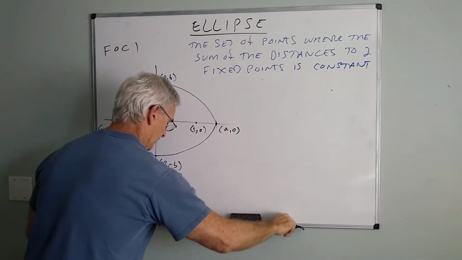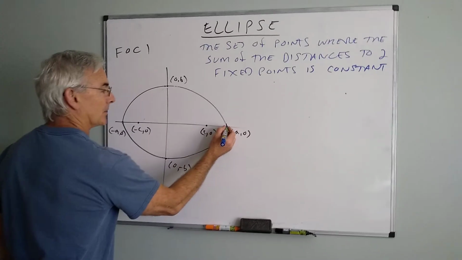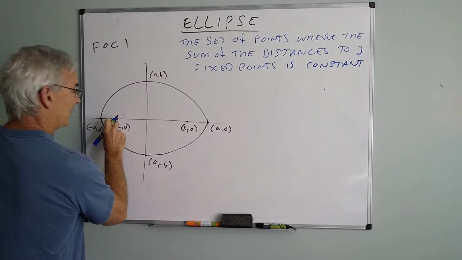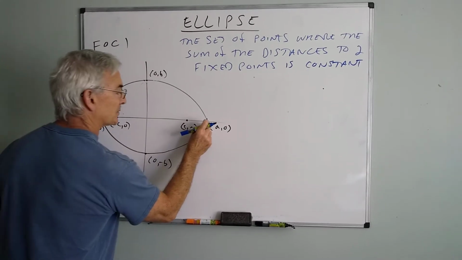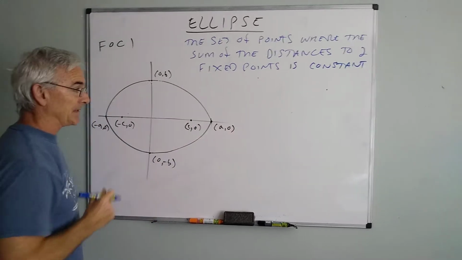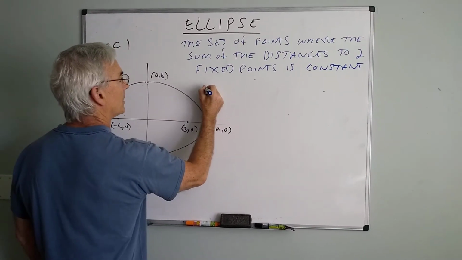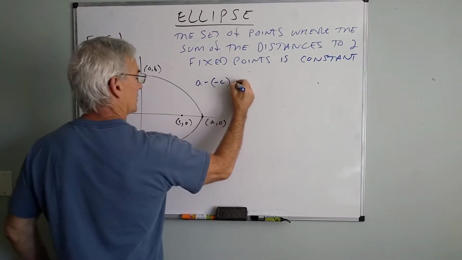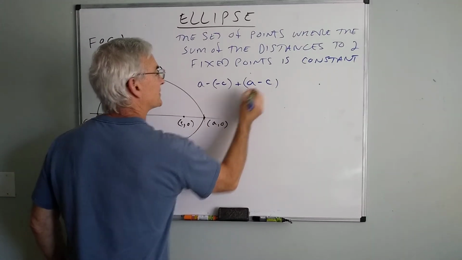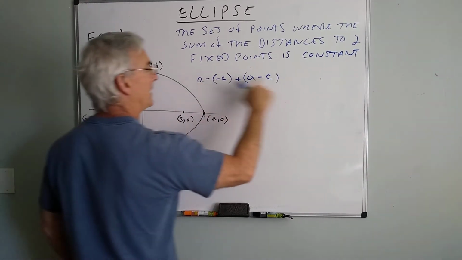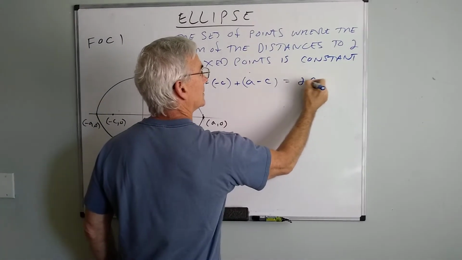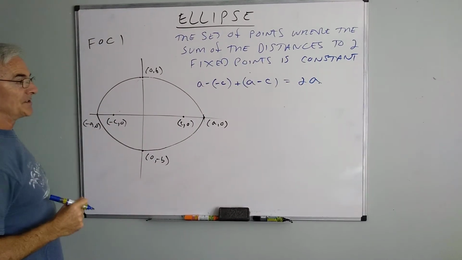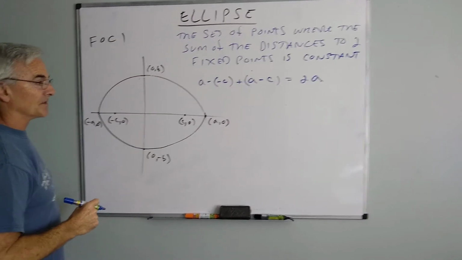So let's look at it this way. If I was here on my string, then the distance between this point and this focus plus the distance between this point and this focus must be that constant. So let's set that up. a minus negative c, which is this distance, plus a minus c, which is this distance. If I add these up, you'll notice that gives me 2a. So that means the distance all the way across is the length of my string, or that constant amount.